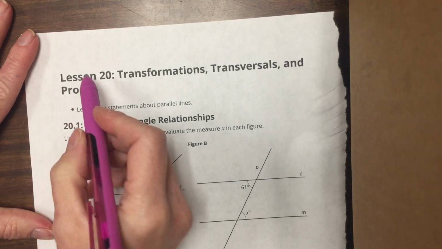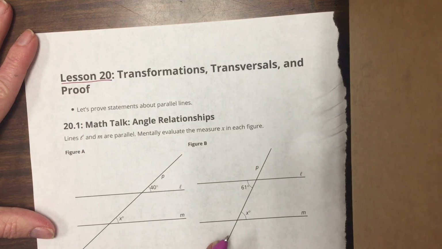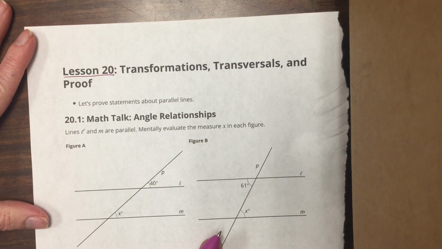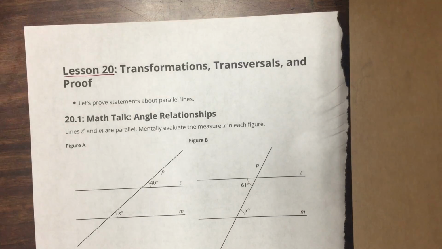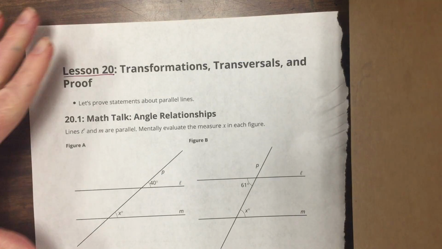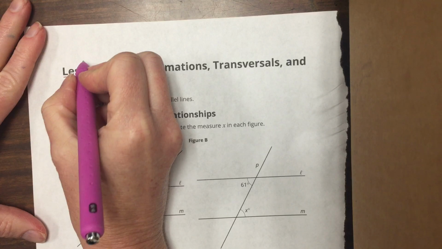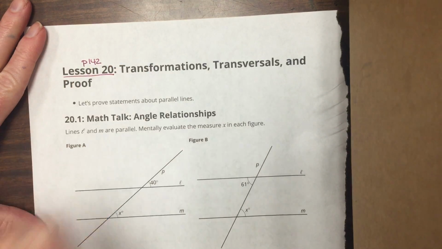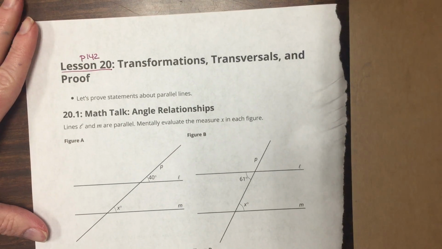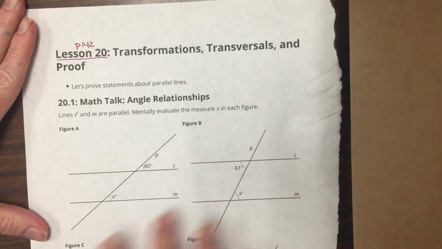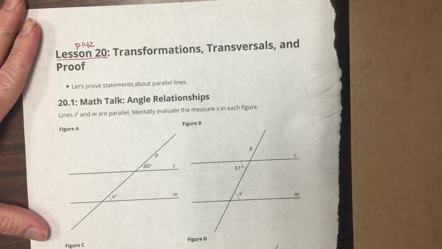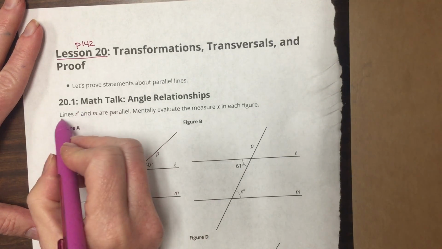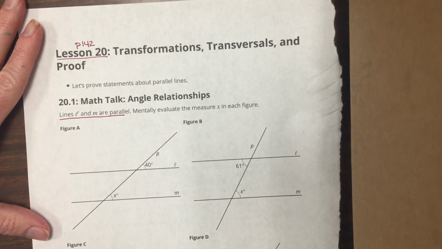So we're going to be talking about Lesson 20 in our workbook. Lesson 20 in our workbook is about parallel lines being cut by a transversal. So in this first page, and I'm on page 142 of your workbook, they're trying to show us some of the angles formed when a transversal crosses two parallel lines. So in each one of these figures, L and M are parallel.